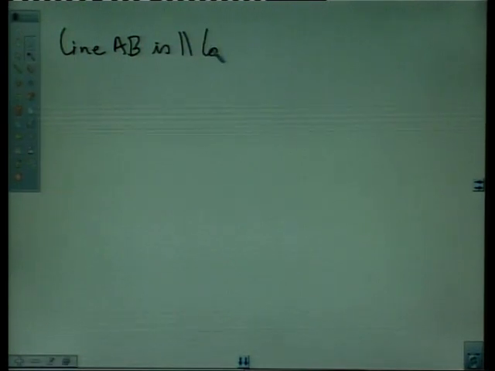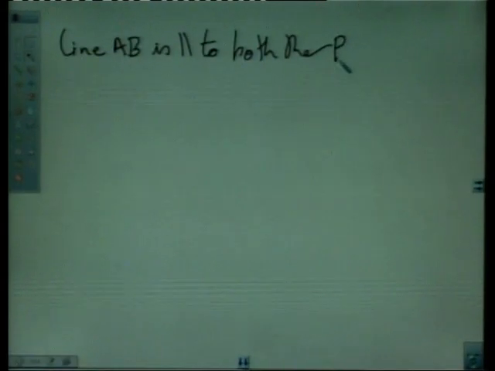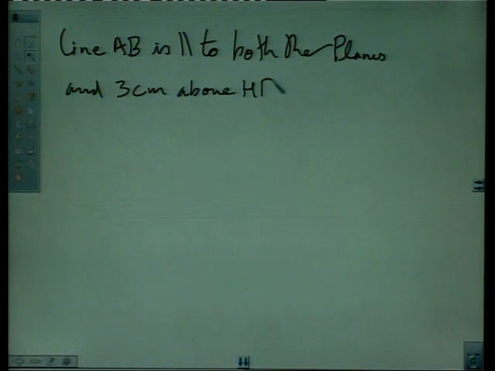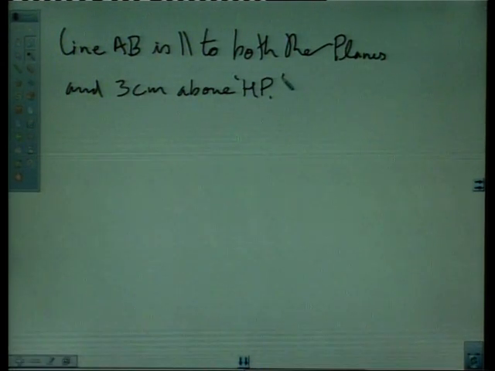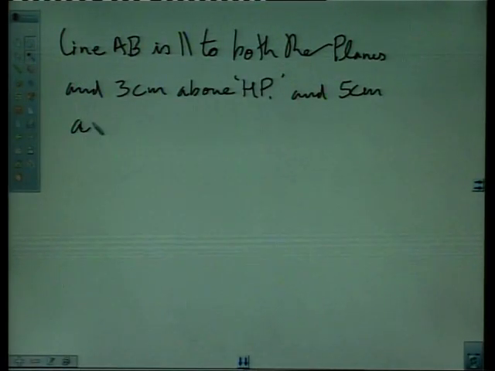Say our line AB is parallel to both the planes and 3 centimeter above horizontal plane, and 5 centimeter away from vertical plane.